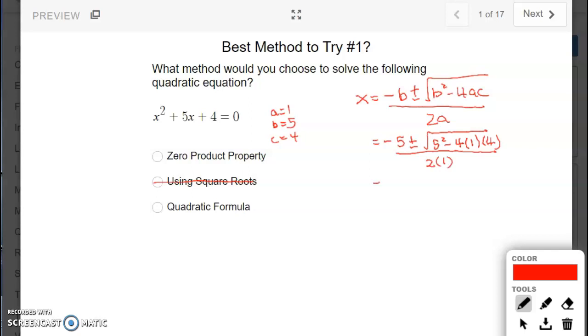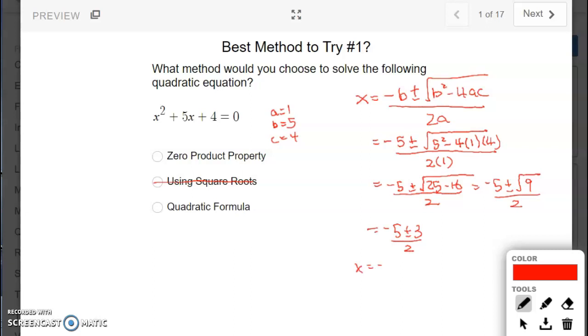Then I need to simplify, so that's going to be negative 5 plus or minus the square root of 5 squared, which is 25, minus 4 times 4, which is 16, all over 2. That simplifies to negative 5 plus or minus the square root of 25 minus 16, which is 9, all over 2, which is negative 5 plus or minus the square root of 9, which is 3, all over 2. So then I have my two different solutions.